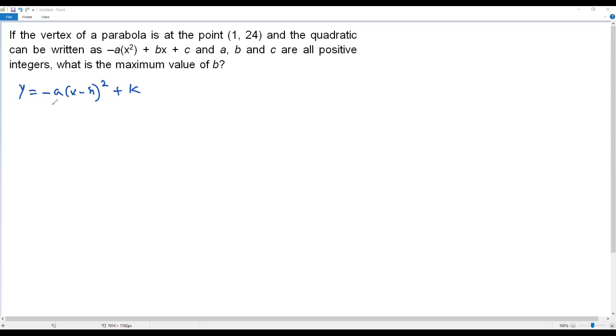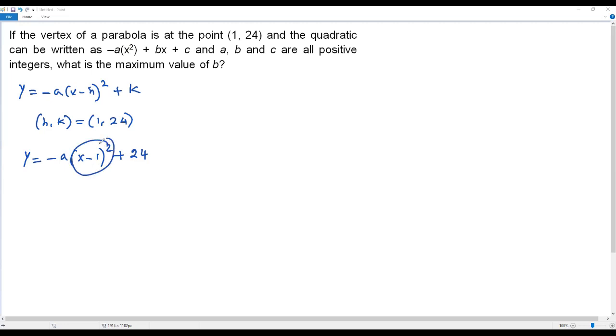Okay, now I'm going to plug in the vertex (1, 24) into this quadratic function vertex form. So that is (h, k) equals (1, 24). That is, I have to plug in this 1 for h over here and 24 for k over here. Then I'm getting y equals negative a times (x minus 1) the whole squared plus 24.